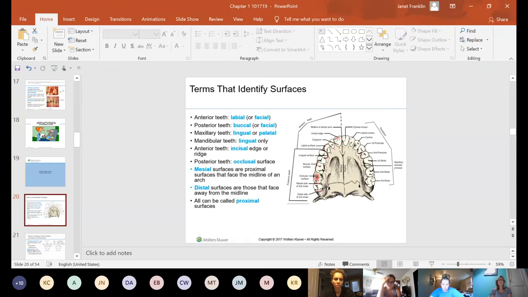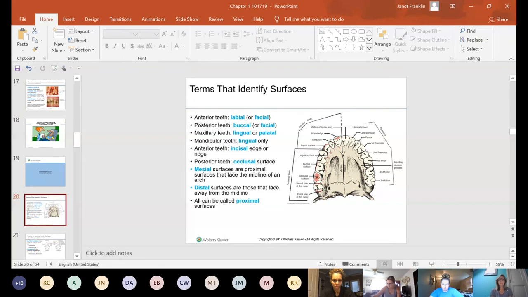So, terminology to identify the surfaces of the teeth. Now we're going to look at the actual teeth. And it's important that we learn these terms because, like I said, probably next week you're going to start with some of your probing and your instrumentation. Maybe not next week, maybe the following week. But either way, you're going to need to know these pretty soon.